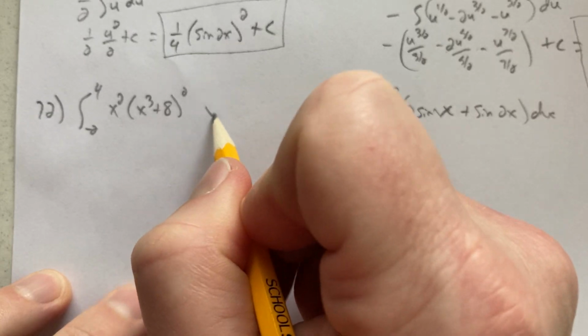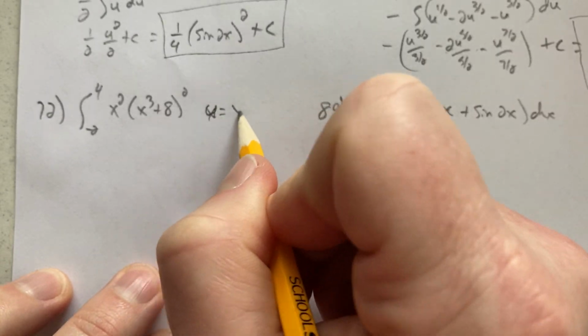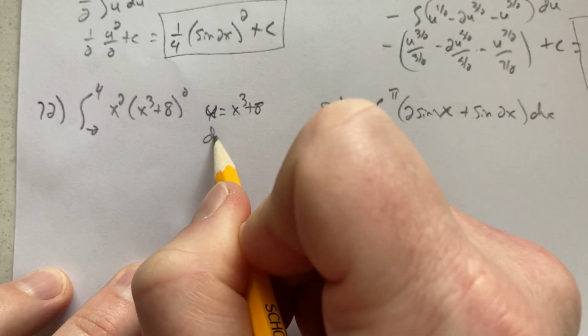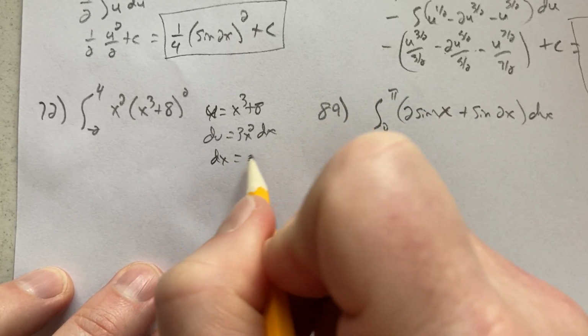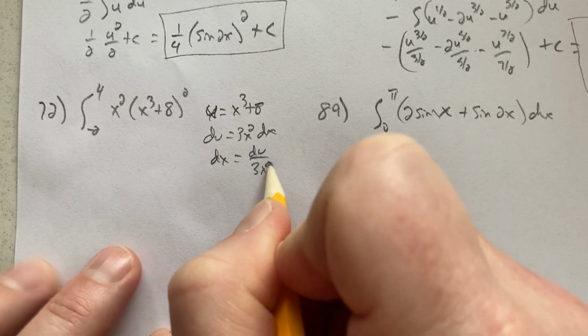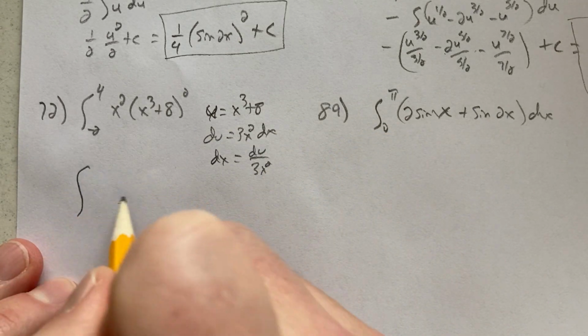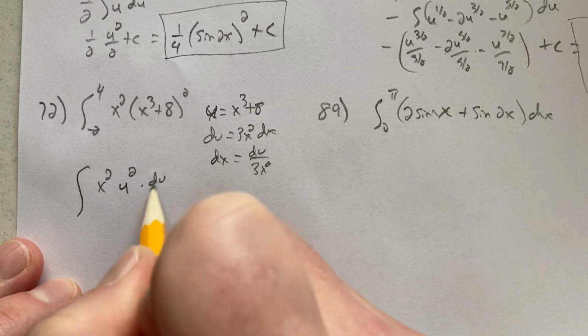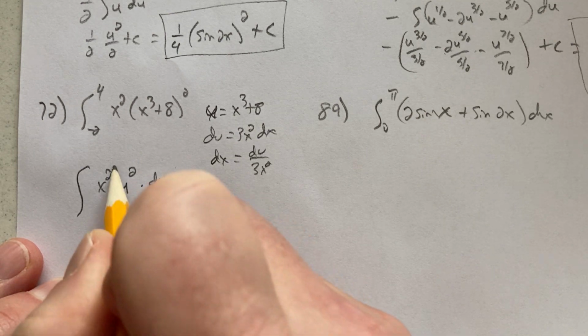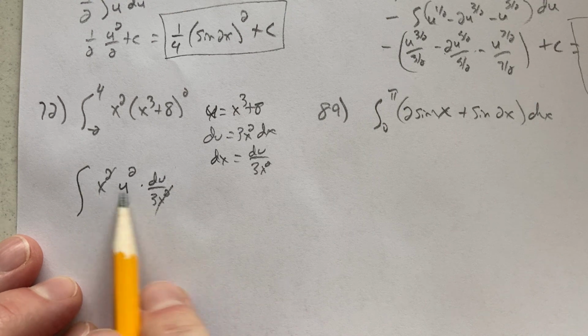72. Our u is x cubed plus 8. du is 3x squared dx. So dx will be du over 3x squared. Now, when you come over here and you do the substitution, okay, the x squareds are going to cancel. That's nice.